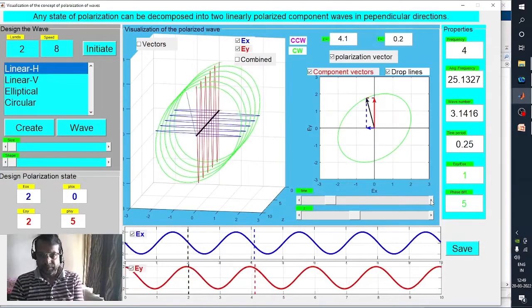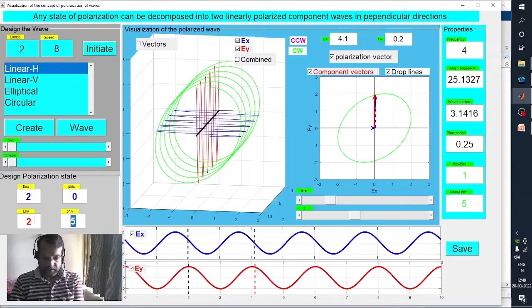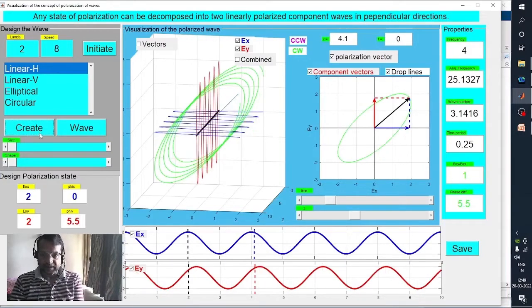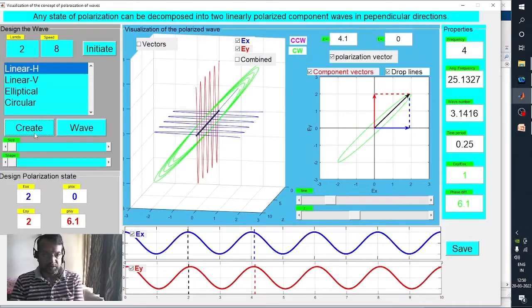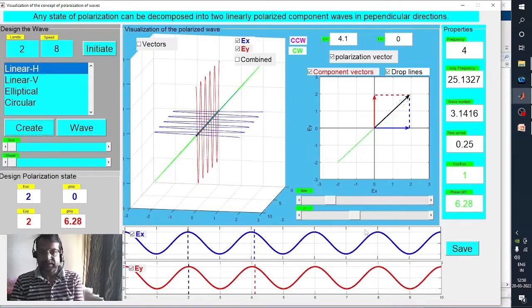0.5. Now it starts shrinking. 6.1. So at 2 pi it is same as 0, hence it will become a straight line.